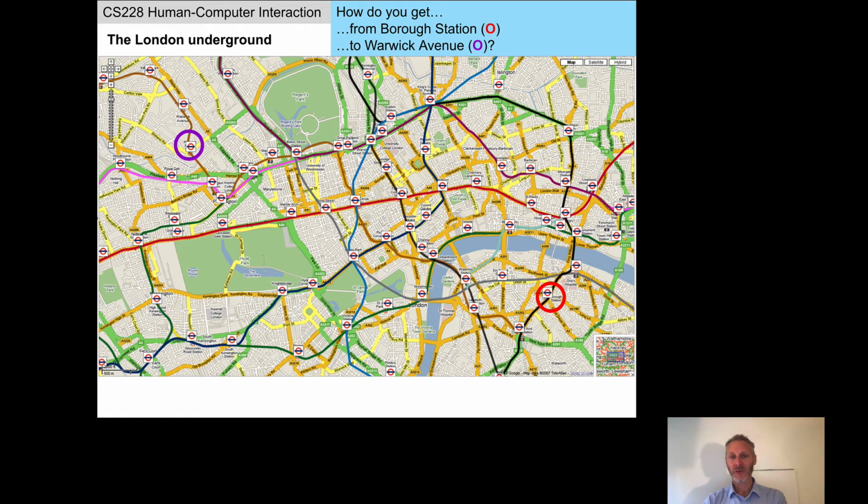I want you to look at this visualization and figure out the best way to get from Burrell Station in the lower right to Warwick Avenue in the top left. For those of you that know the London Underground, that's fine. For those of you that don't, you'll notice that the different lines are different colors. Which lines would you visit to most easily travel between the red station and the purple station? If you have an idea, go ahead and type it into chat.